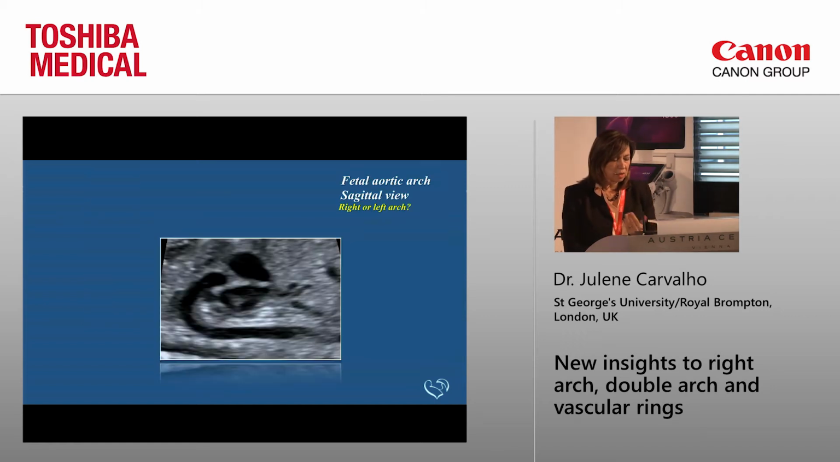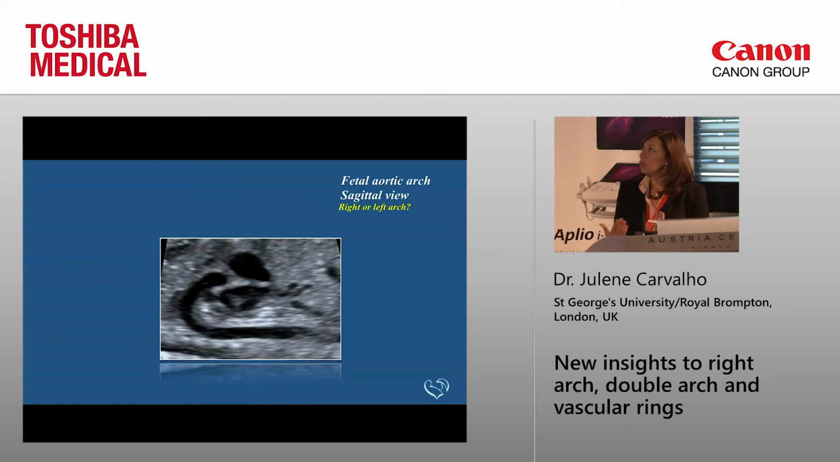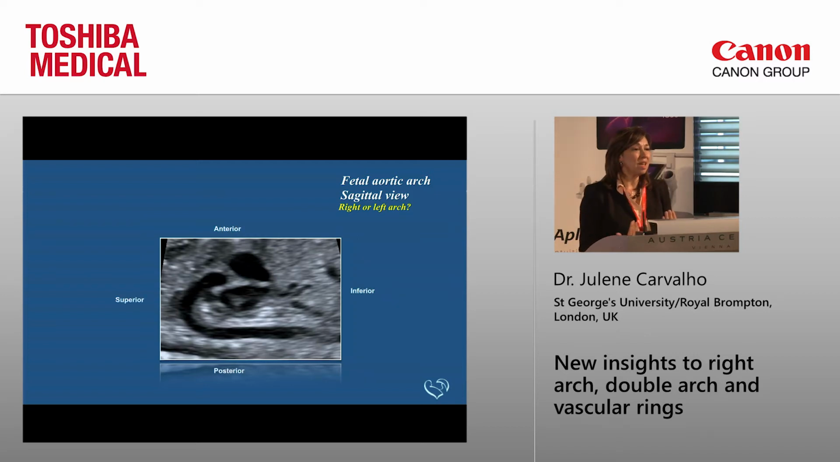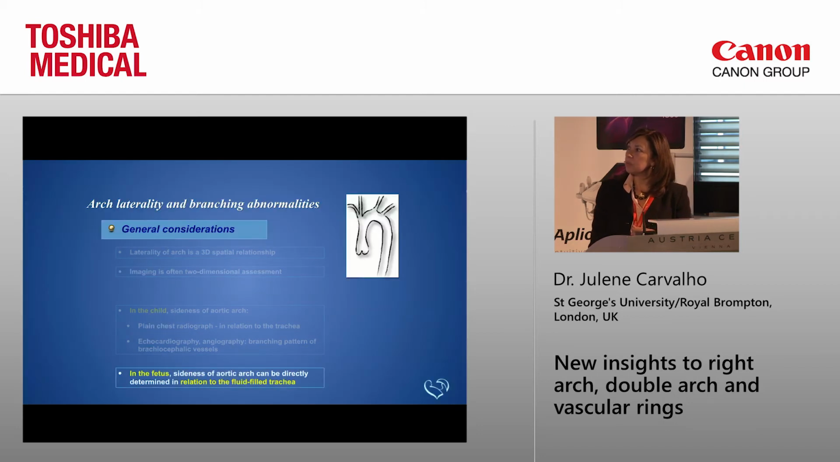So we don't necessarily need to see that in the fetus, but here we come to a fetal image, the whole aortic arch. Is it right or is it left-sided? And I think one has to understand that you cannot say, just based on that image, if the aorta is right or left-sided, because our orientation is anterior, posterior, inferior, and superior.